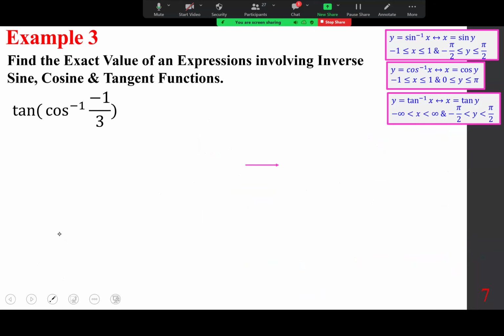All right, pretty straightforward. Let's look at the following. Tan of cosine inverse of negative 1/3. Again, we're going to call this theta. So cosine inverse represents an angle or arc. Therefore, we are looking for tan theta, which means cosine of theta is negative 1/3.